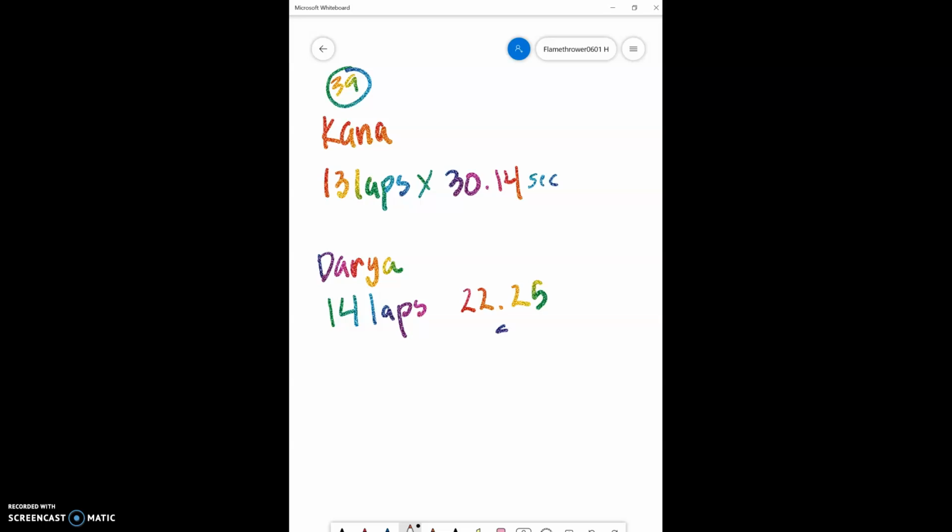So this is seconds. So if each lap was 30.14 seconds, you have to multiply. Each is the key word, or per is the key word. So when you multiply that, and I don't know if you'll have a calculator or not, but let me find my calculator on my phone. 13 times 30.14 would be, it's going to take her 391.82 seconds. And then the second one is going to take 311.5 seconds. So how much longer does it take Kana?